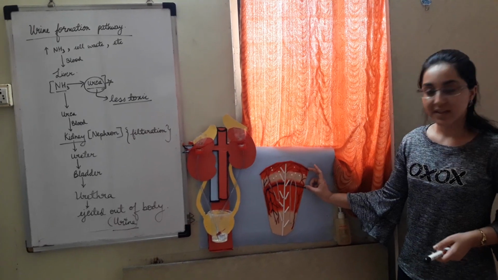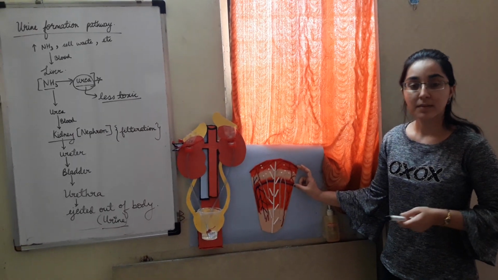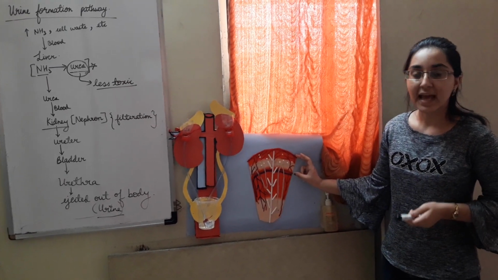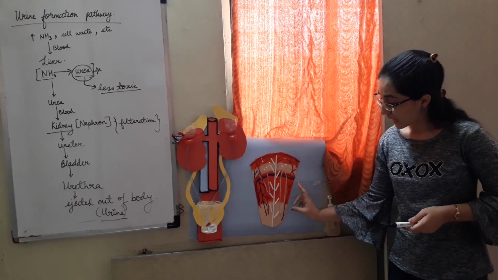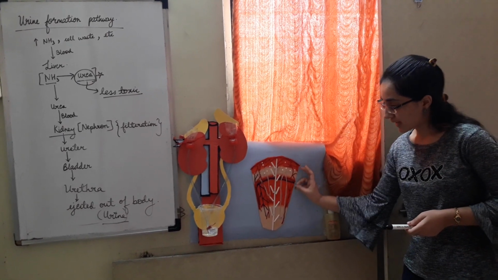In the cortex we have learned that there is the presence of the glomerulus and Bowman's capsule, which is known as the renal corpuscle, and the PCT and DCT are present. The loop of Henle is present in the cortex. So you can see this here.